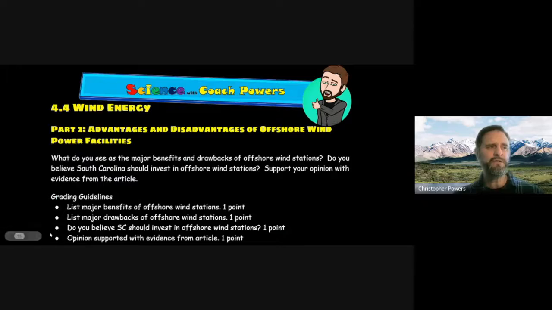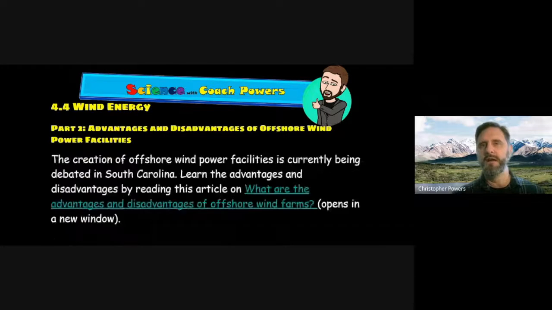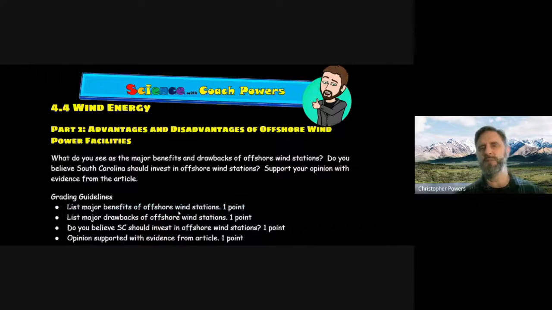Okay. Part two. Advantages and disadvantages continued. So, what do you see as the major benefits and drawbacks of offshore wind stations? Do you believe in South Carolina investing in an offshore wind station or wind stations? Support your opinion with evidence from the article. So, this article and the pages before, get this one open and see if you can pick those out. And which one do you lean towards?